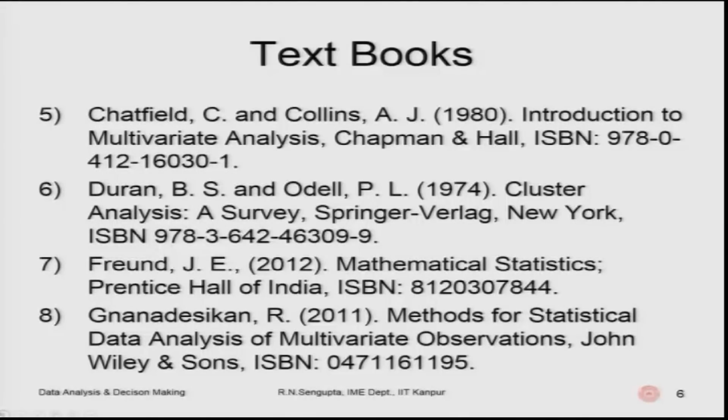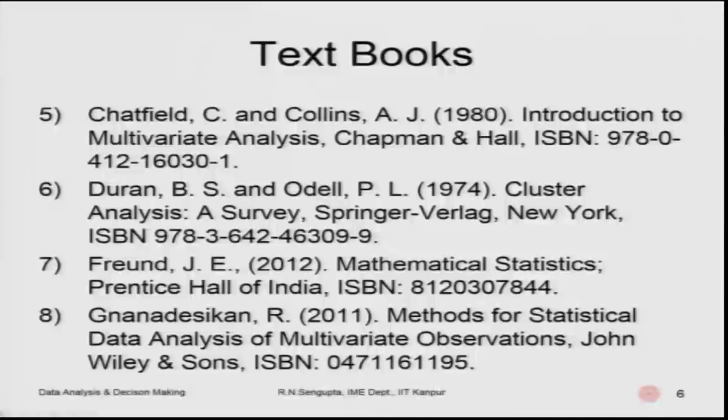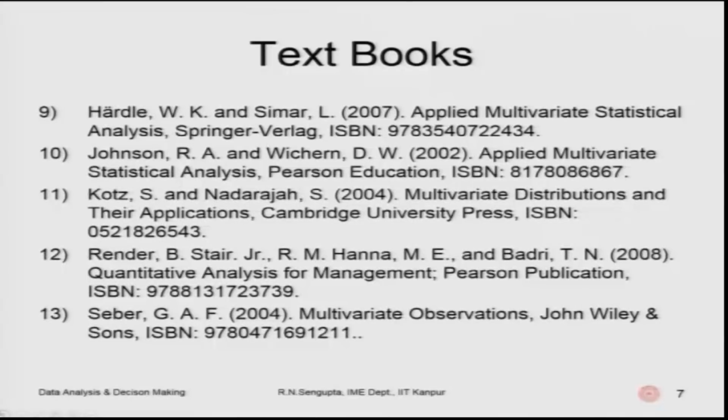A very good book for the initial statistical concepts would be the Freund book, but obviously this sequence of the books is named as per the surname of the author. So, it is not divided into areas where I am going to consider. We will consider the methods of statistical data analysis of multivariate observations by Gnanadesikan. So, this will also be from the multivariate statistical point of view.